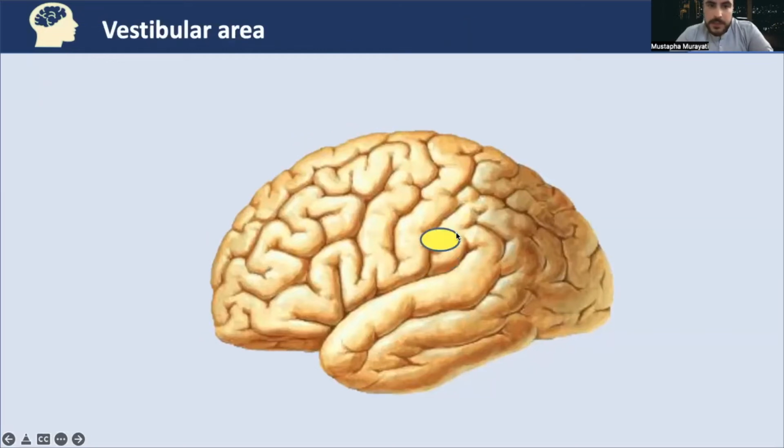And here we have the vestibular area, which controls the balance and the posture of the head and the body. It just lies opposite to the auditory area in the temporal lobe and the superior temporal gyrus. So we'll talk about the auditory area over here, and this is the vestibular area over here in the parietal lobe.